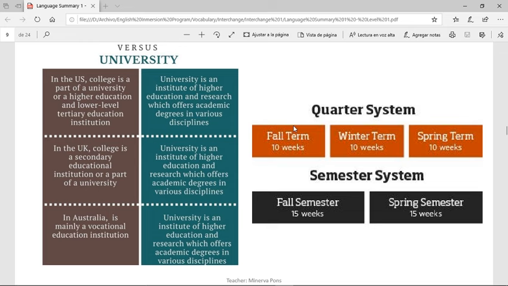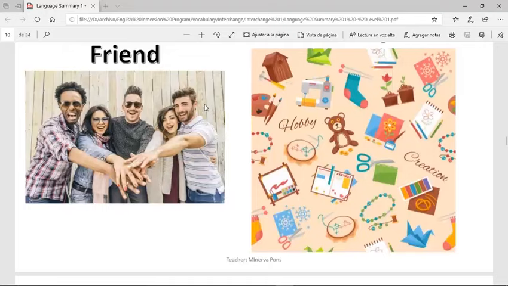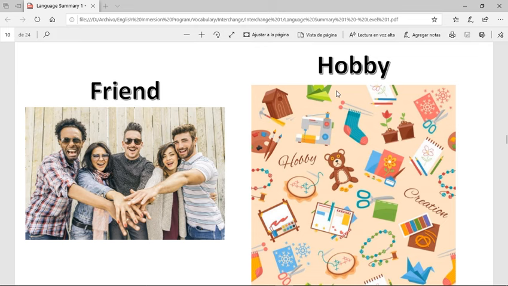That is the thing. We also have friends, people that you know, that is not your family, but you are really good with them. We have hobbies, things that you like to do, like playing video games, watching series, knitting, and drawing, all sorts of stuff.